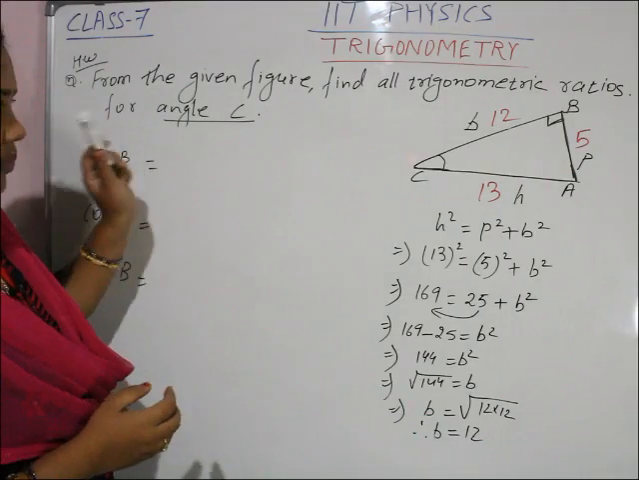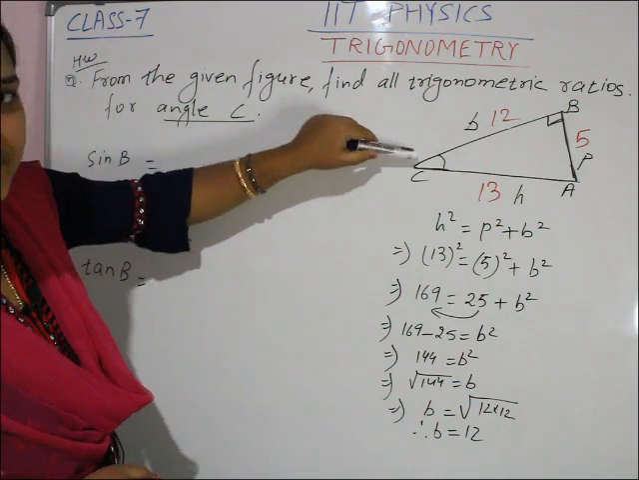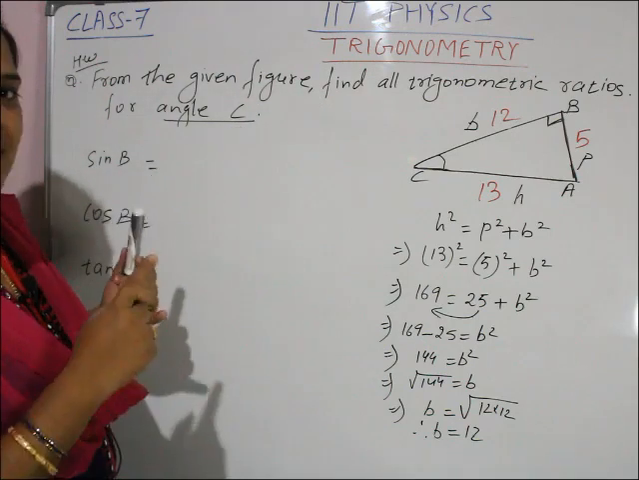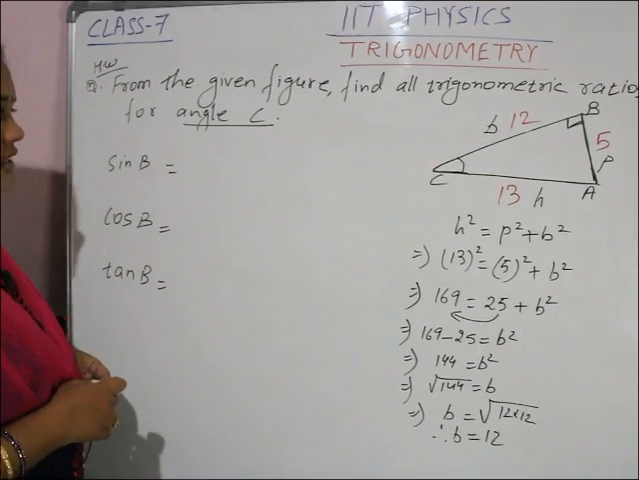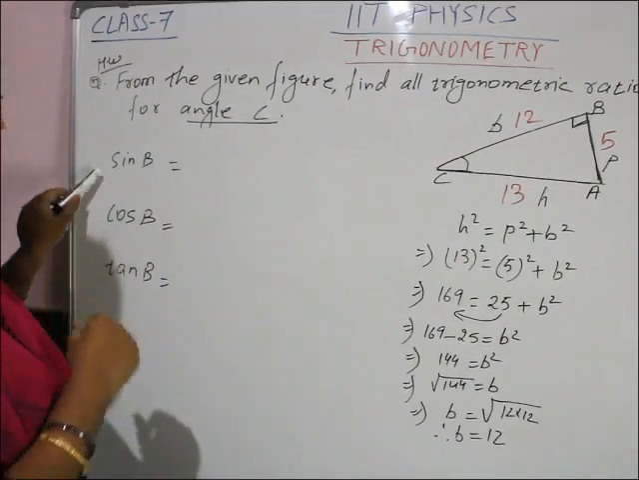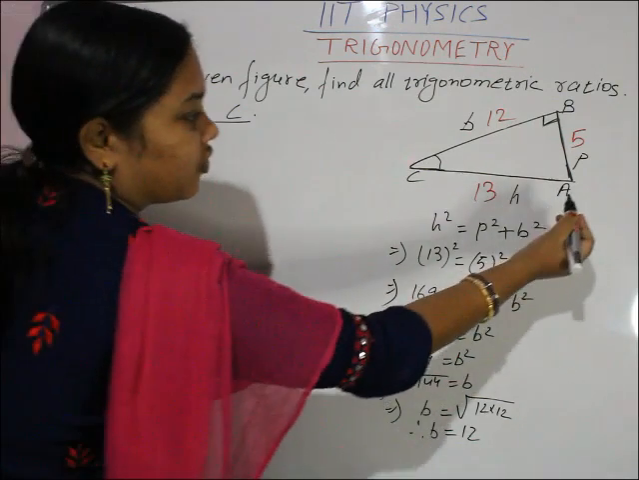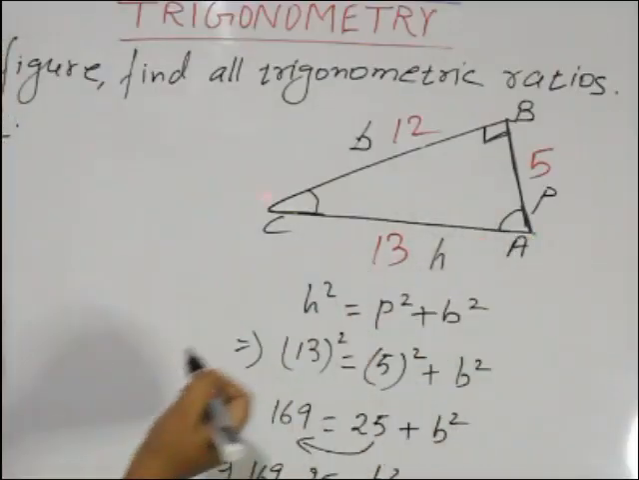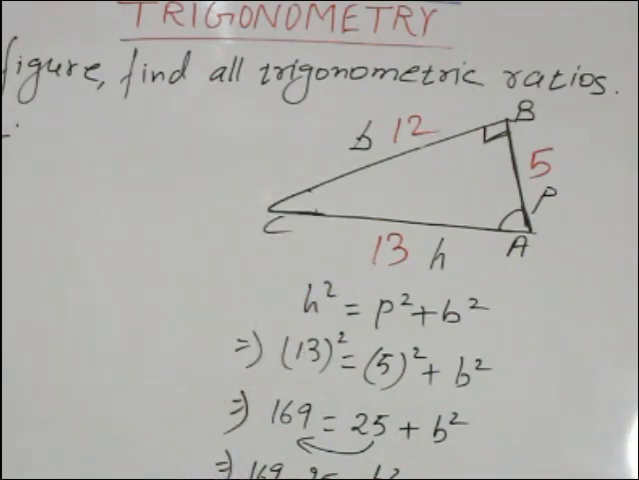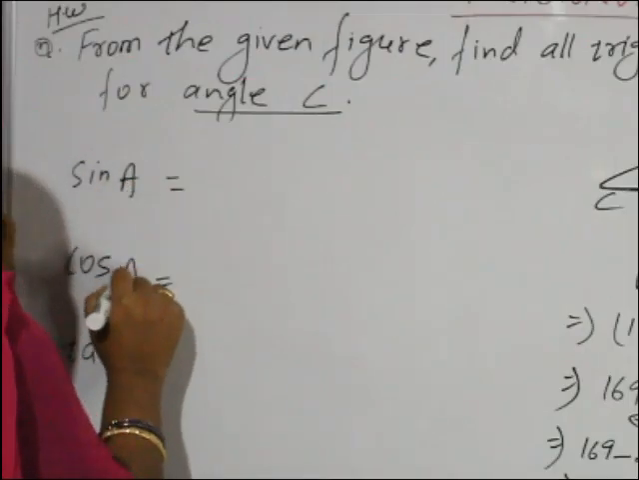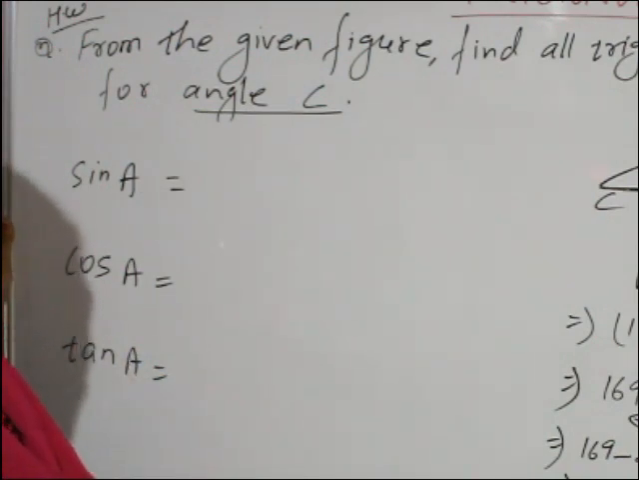In the previous one, we used angle C as the angle of reference. So sin C, cos C, tan C, cot C we calculated. But now we have to calculate with a different angle of reference. Now we are changing the angle of reference from C to A. You have to find out sin A, cos A and tan A.